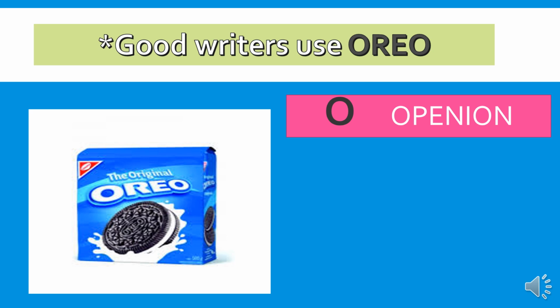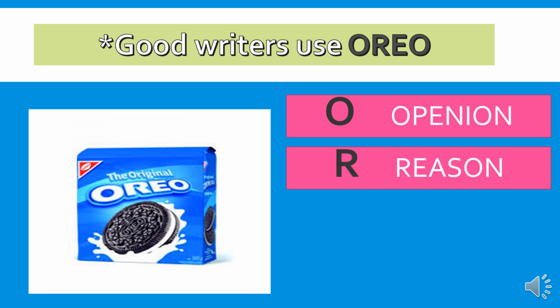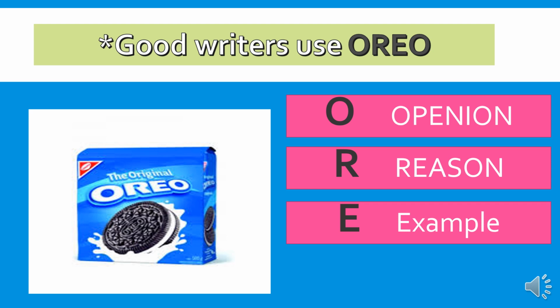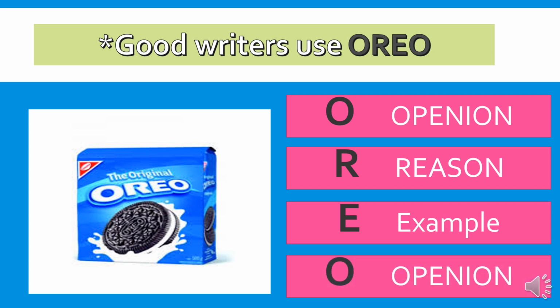Okay? O stands for opinion. So the first step to write a persuasive paragraph is to state your opinion. Then the reason why. After that, you write some examples. At the end, you restate your opinion. So good writers use the Oreo steps to write a good persuasive paragraph.